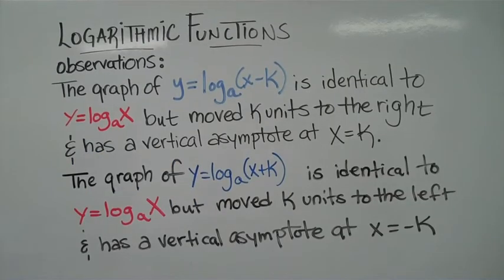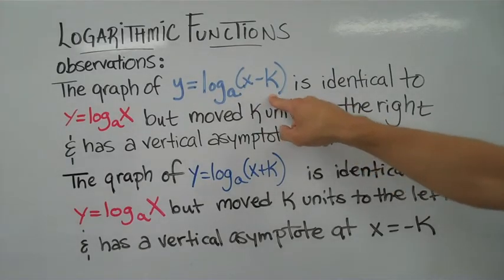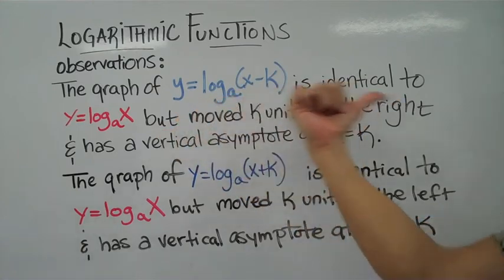Let's make some observations about the graphs of logarithmic functions. The graph of y equals log base a of (x minus k), provided that k is greater than 0, k is positive, is identical to y equals log base a of x, but moved k units to the right and has a vertical asymptote at x equals k. So subtracting something is just the opposite of what you think. You're going to move it to the right.